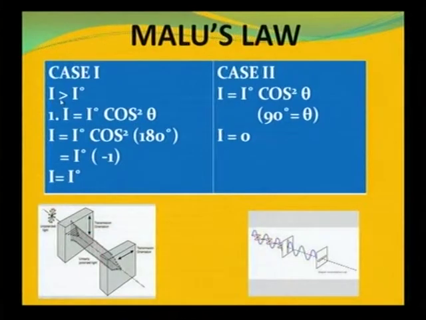If I is greater than I naught, then I equals I naught cos square theta is the equation of Malus. Here the theta value is 180, as these two Polaroids are placed parallelly, then cos 180 is minus 1, whole square is equal to 1. It means I equals I naught. I equals I naught proves that the second Polaroid allows some light to come out with less intensity compared to the first Polaroid. But see here, Sweros, here is the second case.